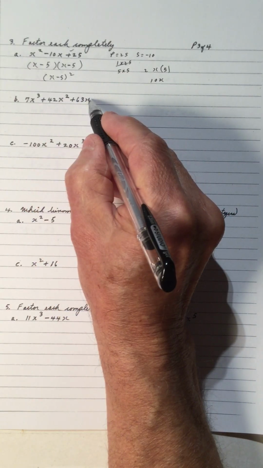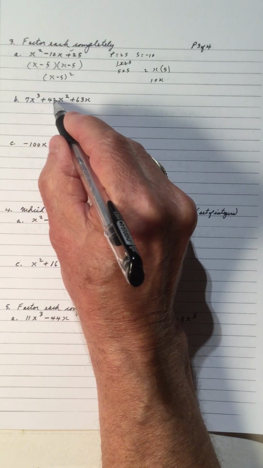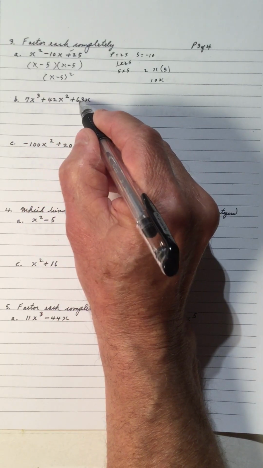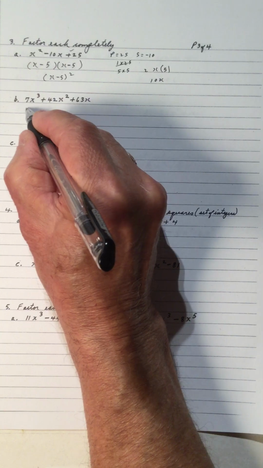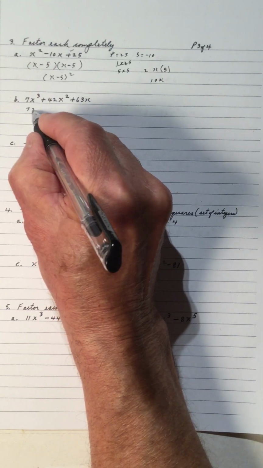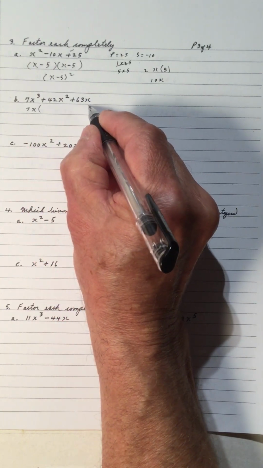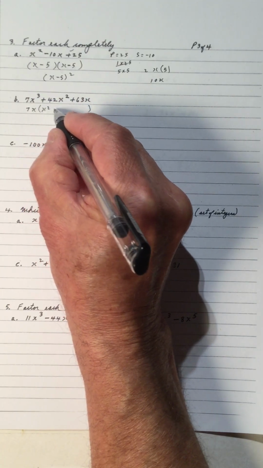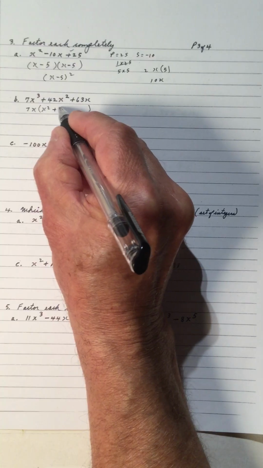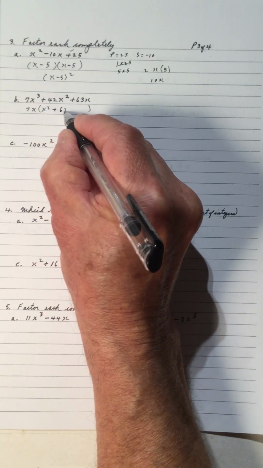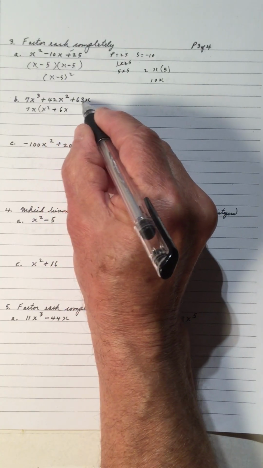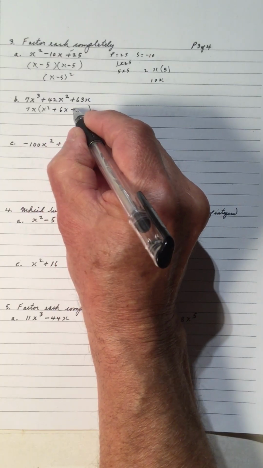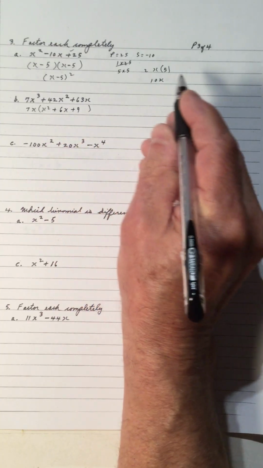It's in descending order. I see a 7, 42, 63, and that's a 9. So I see 7 is the GCF, and x, because x is common. And 7x cubed divided by 7x is x squared. 42x squared divided by 7x is 6x. And 63x divided by 7x is a plus 9.